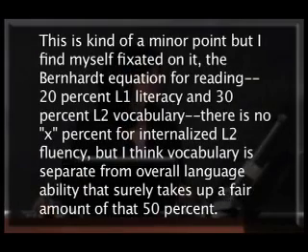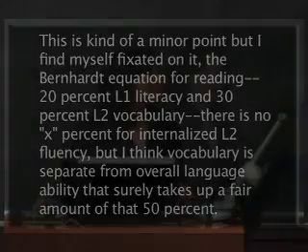This is kind of a minor point, but I find myself fixated on it. The Bernhardt equation for reading: 20% L1 literacy and 30% L2 vocabulary. There's no X% for internalized L2 fluency. But I see vocabulary is separate from overall language ability. Right. That surely takes up a fair amount of that 50%, if any of Pat Carrell's work is right. So that's something I want to look into, because to me, I'm not convinced by these numbers either.